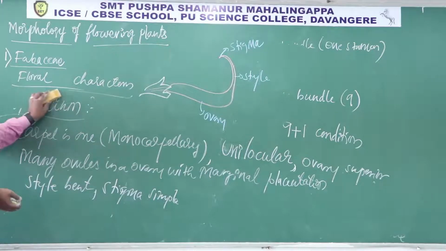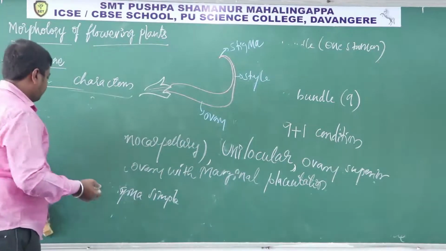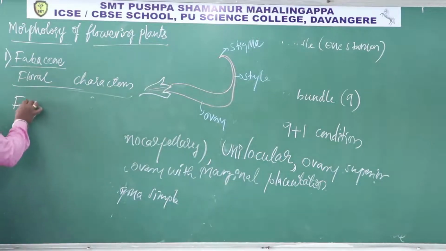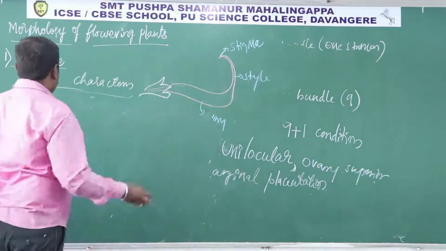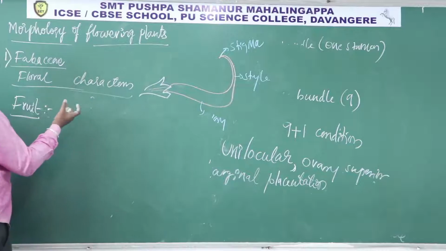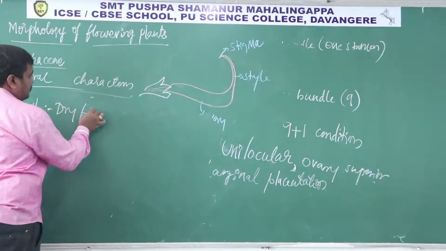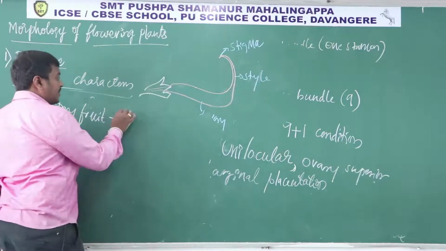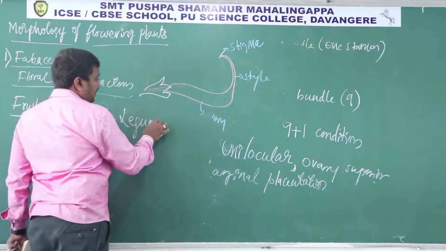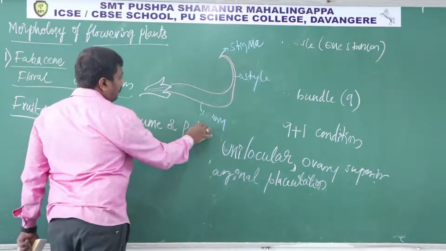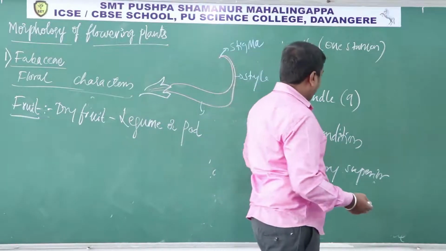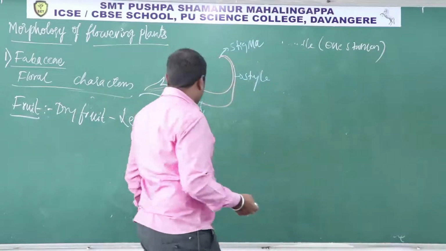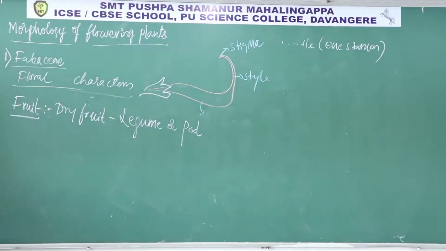Okay, then come to the last, fruit and seed character. Here the fruit is called by a specific name. It is a dry fruit, and it is called a legume or pod. It has two specific names. The fruit of Fabaceae is called legume, named on the basis of leguminosae, or the fruit of Fabaceae is called a pod. Okay, it's a dry fruit, either a legume or a pod.